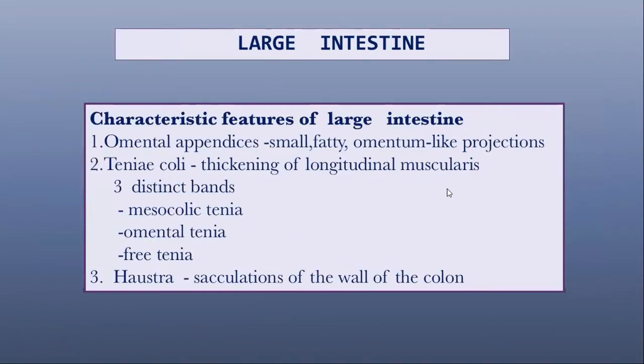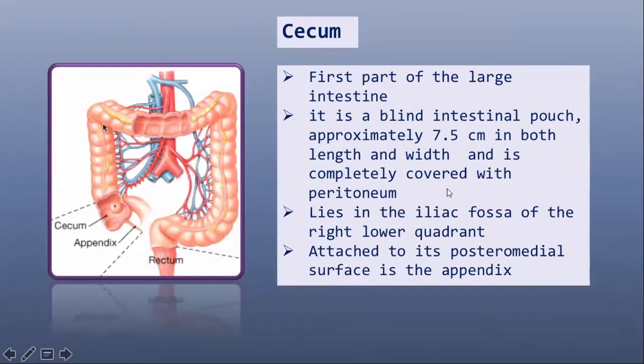The large intestine can be distinguished from the small intestine by the presence of the following. First, you have your omental appendices, only present in your large intestine. These are small fatty omentum-like projections. Then you have your taenia coli, again only present in your large intestine. These are thickenings of the longitudinal muscularis, made up of three distinct bands: the mesocolic taenia, the omental taenia, and the free taenia. And lastly, you have your haustra, the sacculations on the wall of the colon. Okay, so this one here.